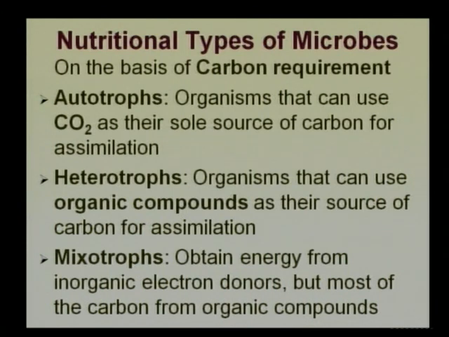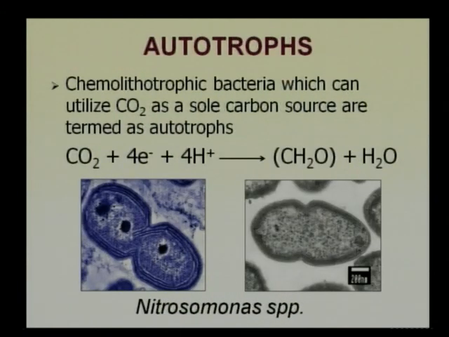And the third category is known as mixotrophs. They can obtain energy from inorganic electron donors, but obtain most of their carbon requirement from organic compounds. So these are the three major categories on the basis of carbon requirements. Autotrophs are what we call chemolithotrophic bacteria, which can utilize CO2, that is carbon dioxide, as a sole source of carbon. They are termed autotrophs.